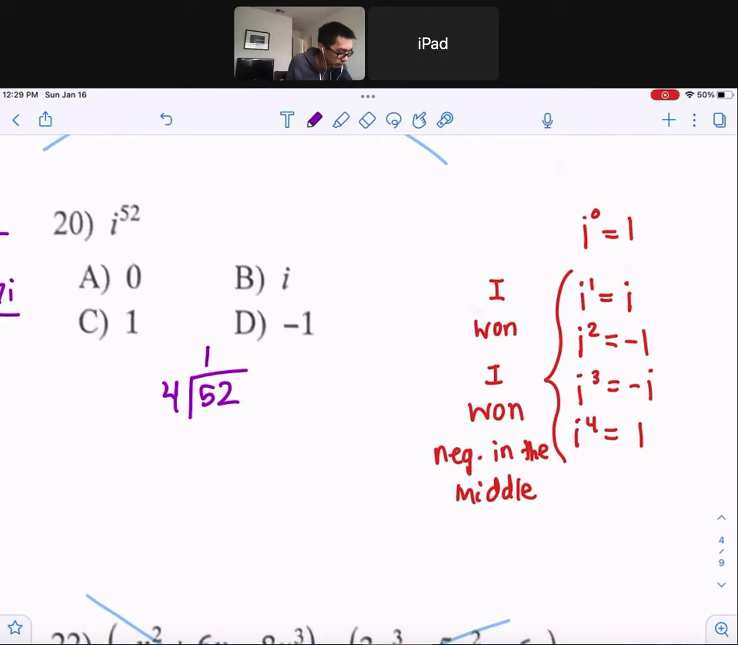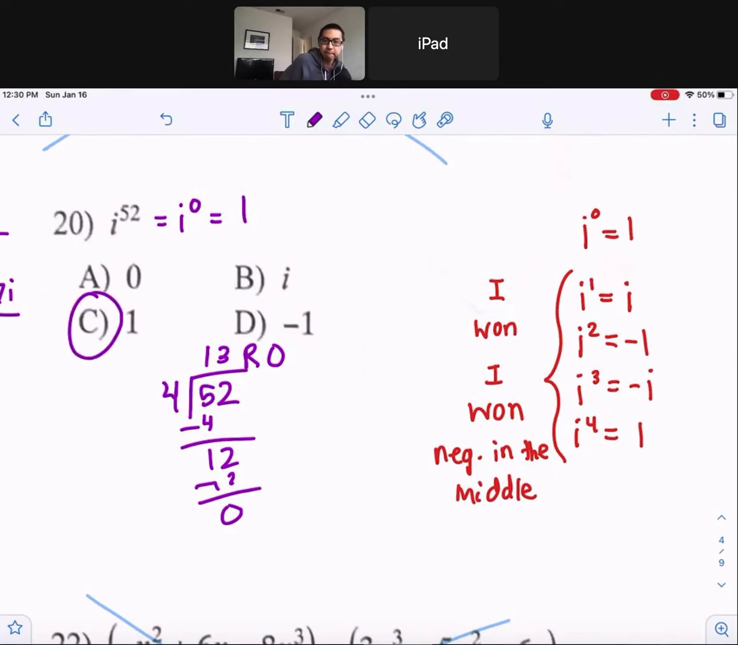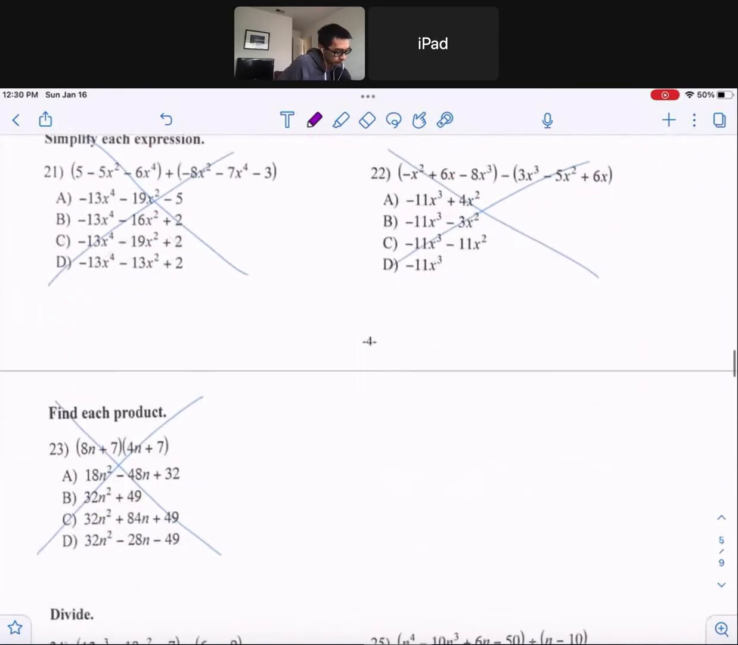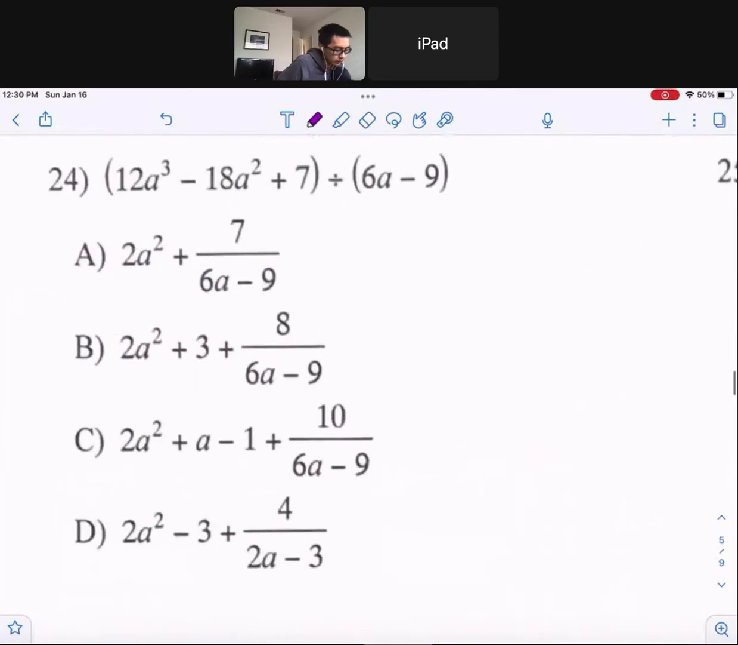4 goes into 5 once. 4 goes into 12 3 times. And as you guys can see, we have a remainder of 0. This is going to be the new power of the i. And i to the 0 is 1 for C. Okay. Skip those. So now we're at 24.